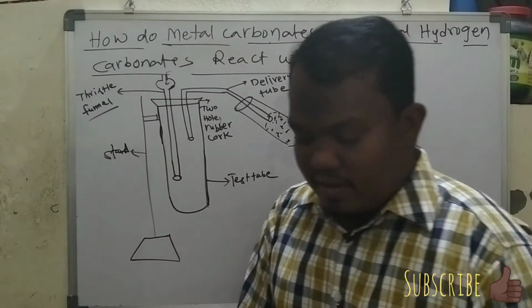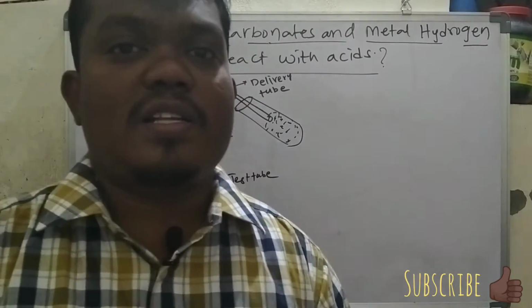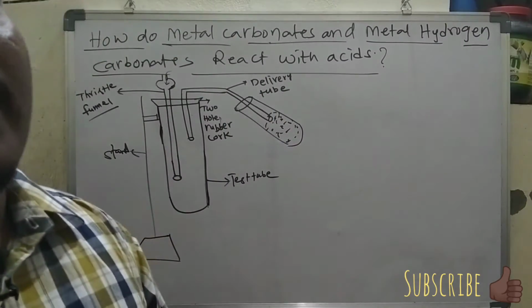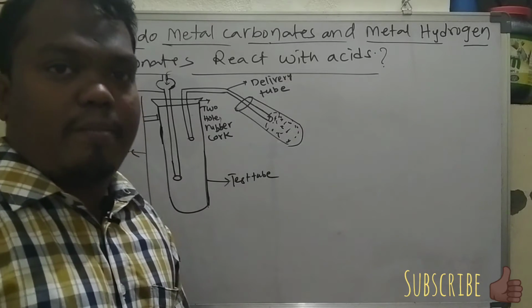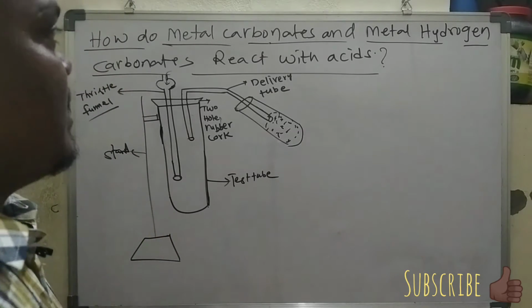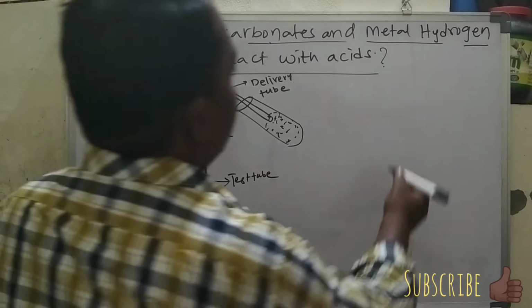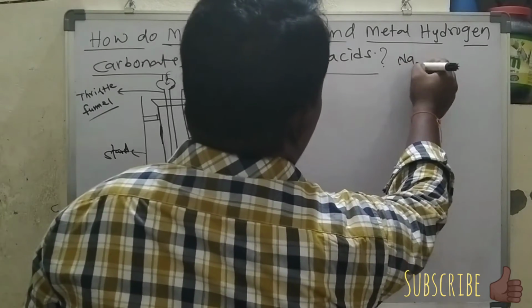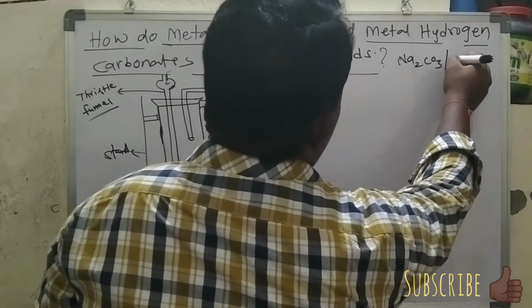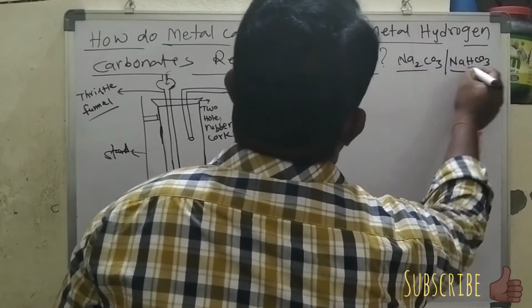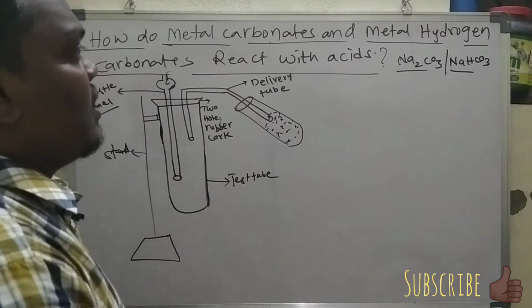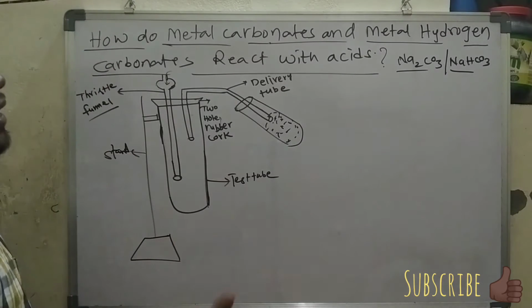Now what am I taking here, metal carbonates or metal hydrogen carbonates. Let me take examples: metal carbonate, that is sodium carbonate, and metal hydrogen carbonate, that is sodium bicarbonate. So we are taking both metal carbonates and metal bicarbonates, or metal hydrogen carbonates.